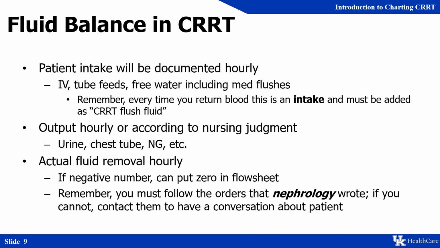Every hour, you're going to also chart the patient fluid removal, which on the flow sheet is called actual fluid removal. If for whatever reason you have your machine set to 0 and it gives the patient back 1 cc, you can put 0 in the flow sheet. But remember, the machine should be following the orders that nephrology wrote. If you are unable to, say, pull net negative because your patient is extremely unstable, have that order updated, because especially with recent Joint Commission concerns, we want to make sure that we are pulling according to our prescription.